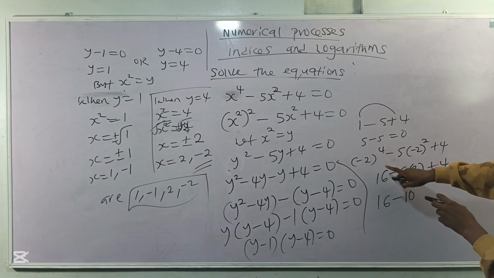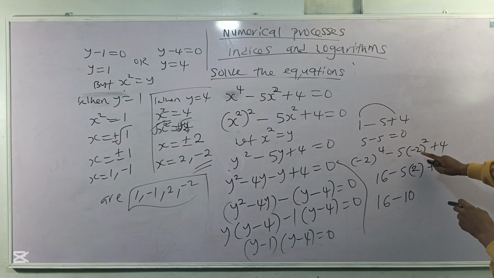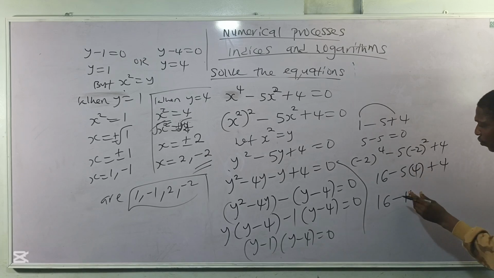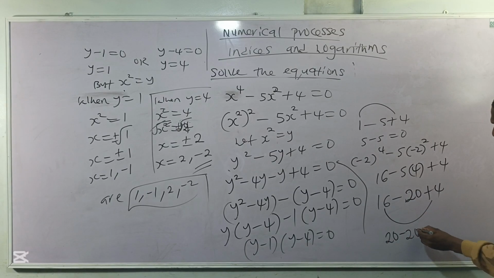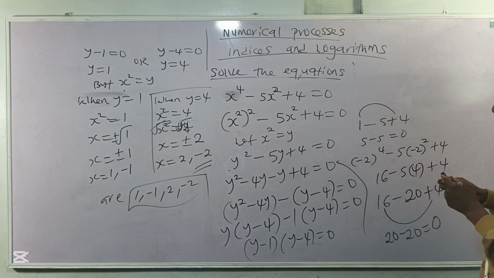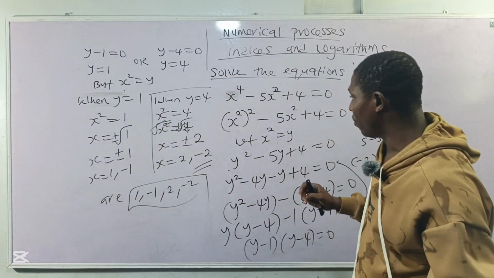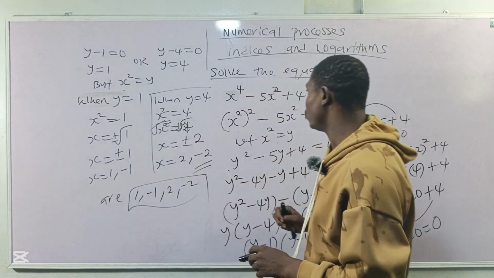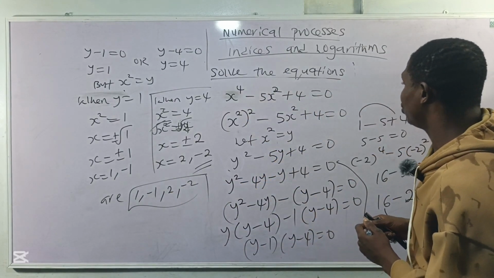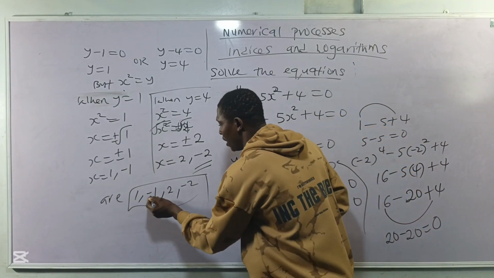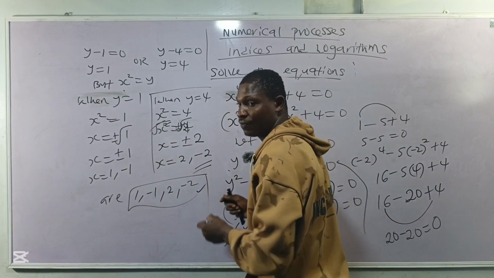Minus 2 raised to power 4, minus 5 bracket, minus 2 squared. So minus 2 squared is supposed to be 4. So we have here 5 times 4, 20, plus 4. And 16 plus 4 will give me 20, and 20 minus 20 will give me 0. So you see, the test for 1 and minus 2 is correct. If you still check that of minus 1 and 2, you will still get your value to be correct. So the values that satisfy this are 1, minus 1, 2, and minus 2.